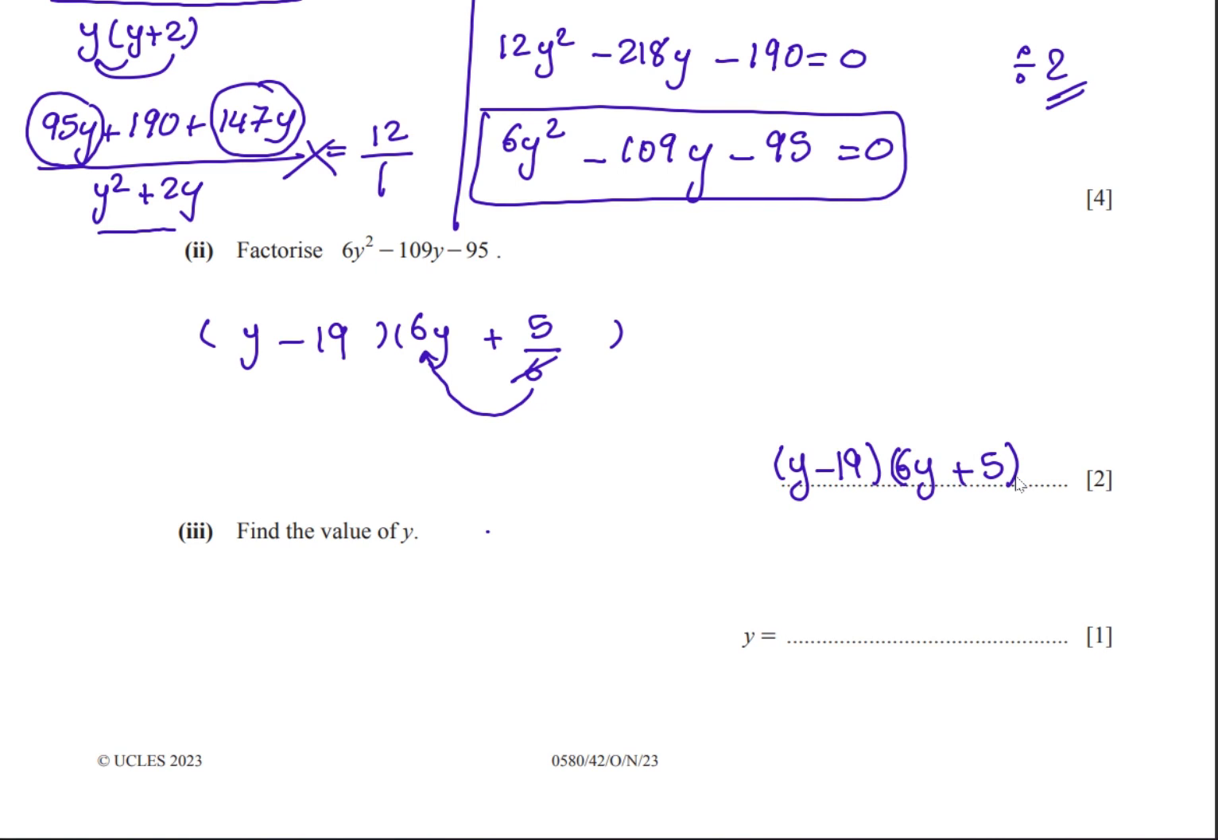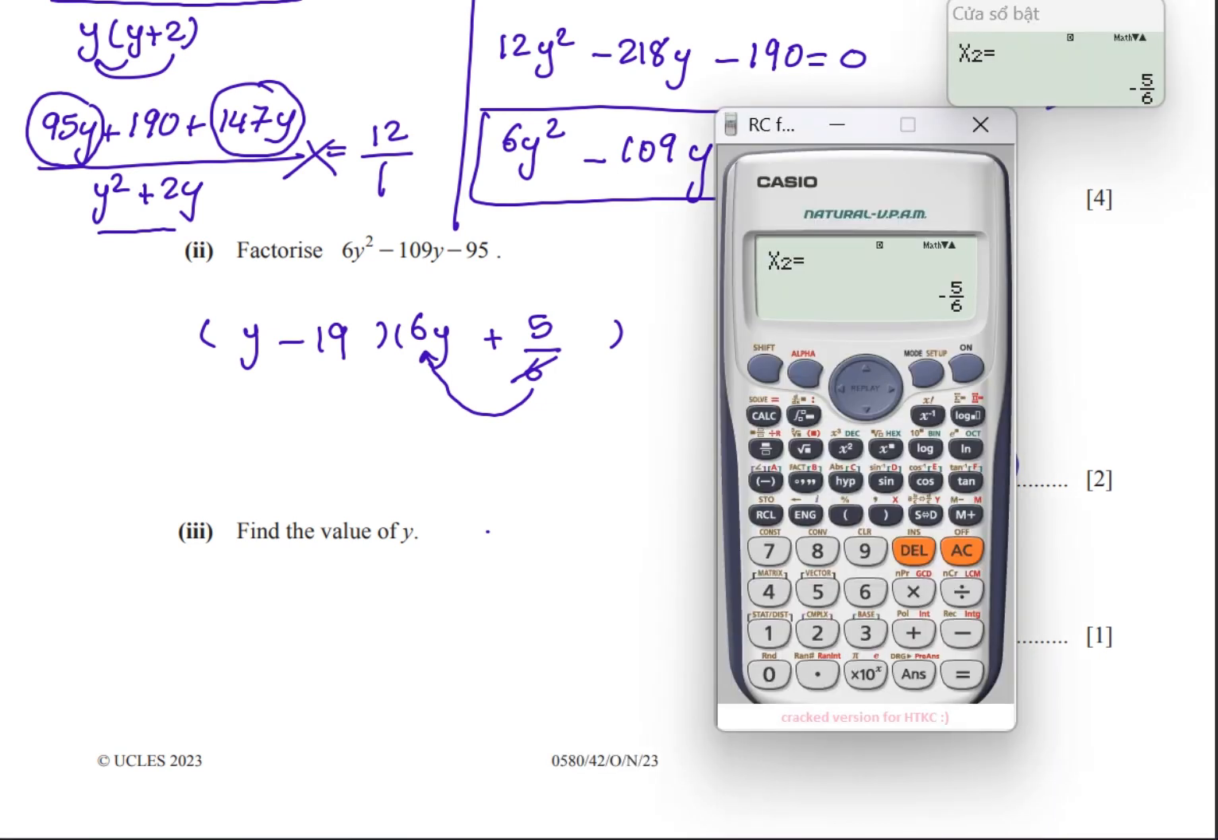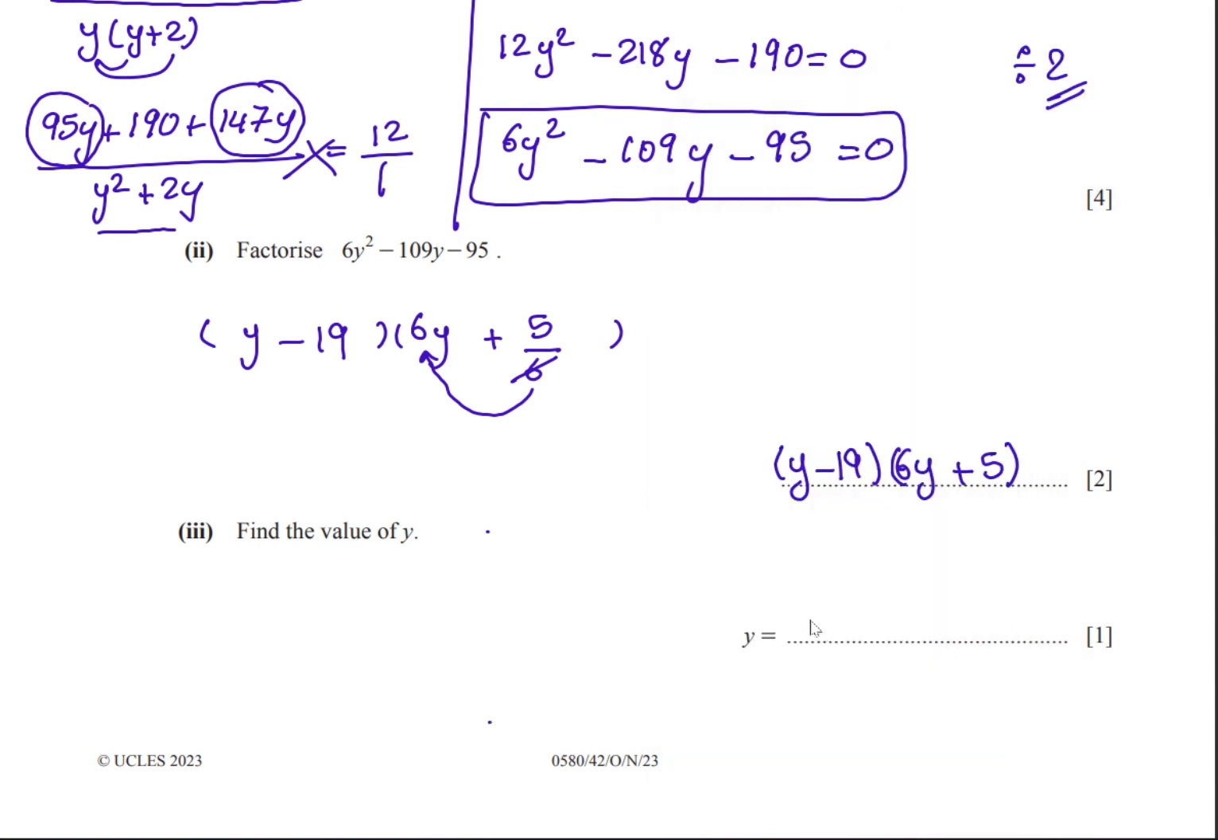Then find the value of y. Find the value of y means you are going to write directly the answer that you got from the calculator, which is 19 and negative 5 over 6. So y equals 19 or negative 5 over 6. And these are the two answers you should get.